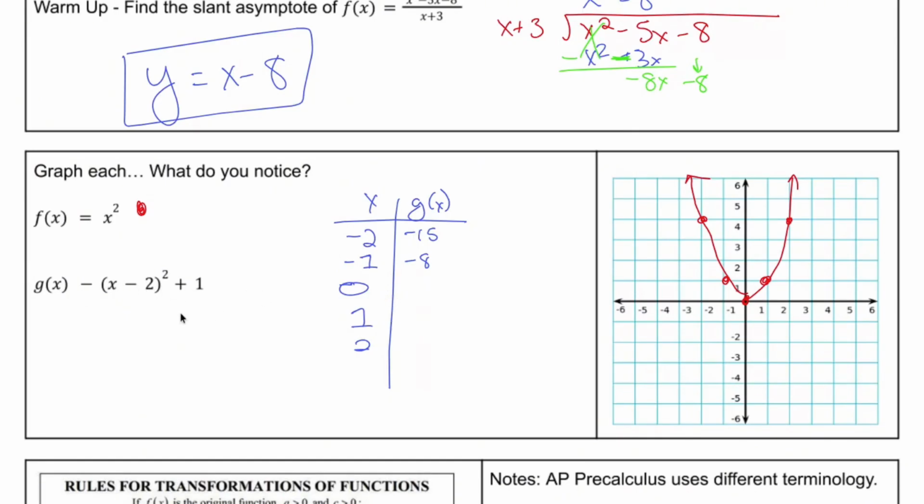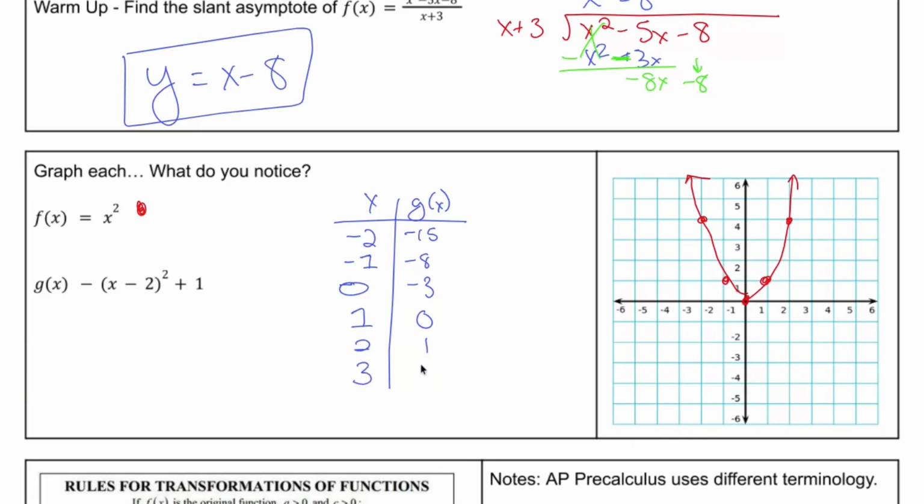I'm smart. Plug in 0, you get negative 2 squared, which is 4. After you negative it, negative 4 plus 1 is negative 3. You plug in 1, so that's 1 minus 2, so that's negative 1. Negative 1 squared is 1. Negative 1 plus 1 is 0. You plug in 2. 2 minus 2 is 0, so 0 plus 1 is 1.